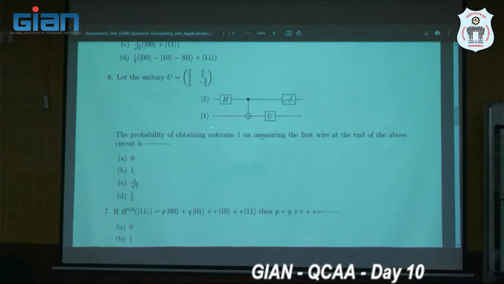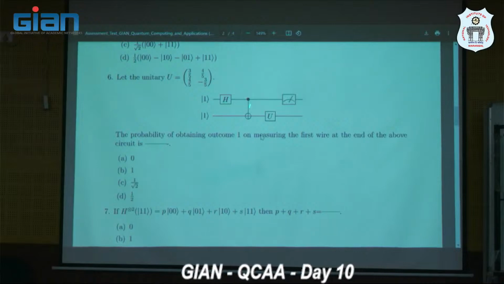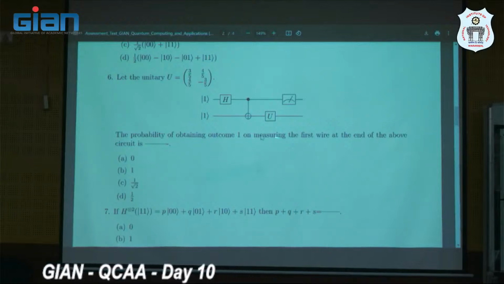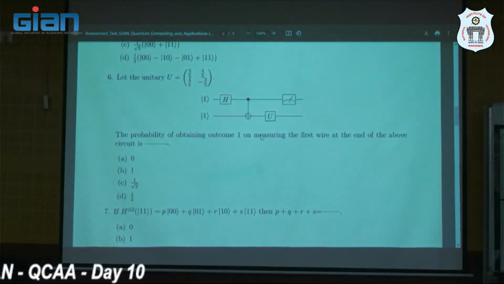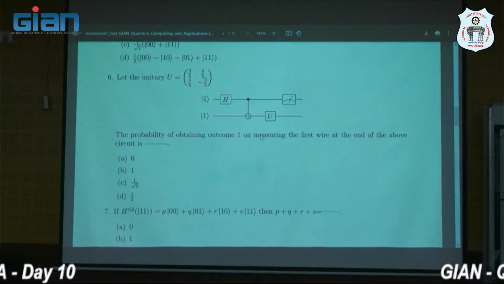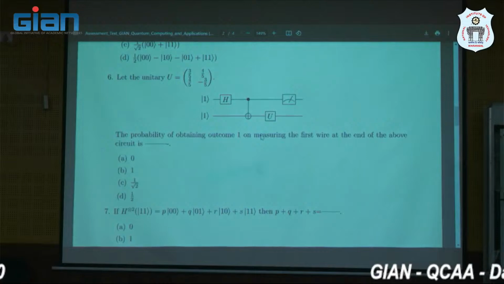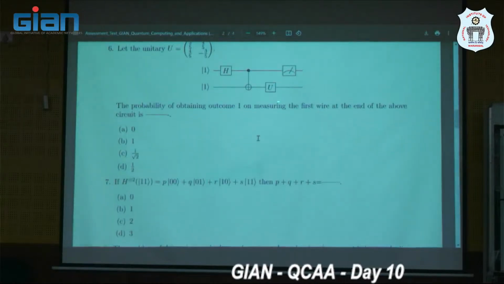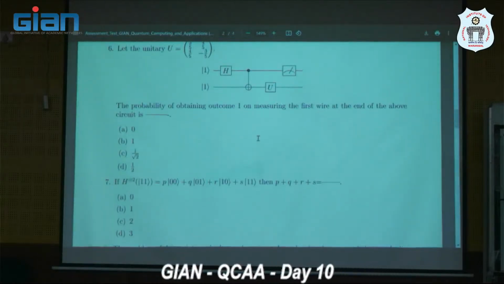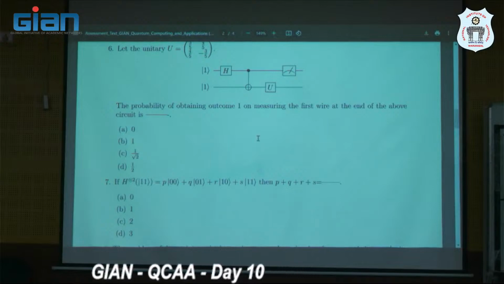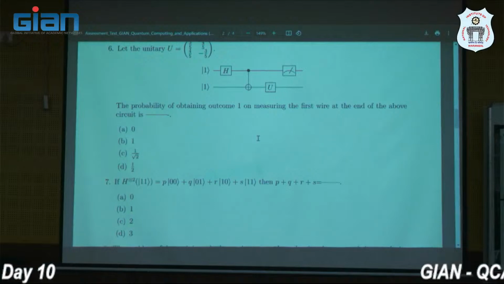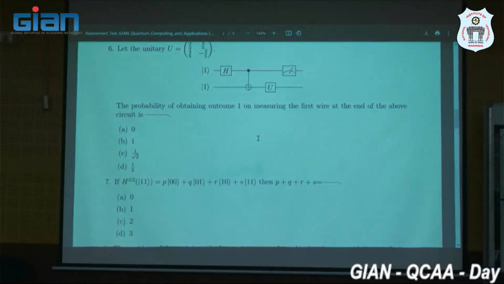We have this unitary U and this circuit: Hadamard, control-NOT, unitary, measurement. The probability of obtaining 1 on measuring the first wire at the end of the above circuit is 1 by 2. You could obtain that? Okay. Yes? After doing this, when you did the U, it didn't change anything, right? But you realize that U is not changing anything, correct? Because it is only the first wire. Agreed? Okay.